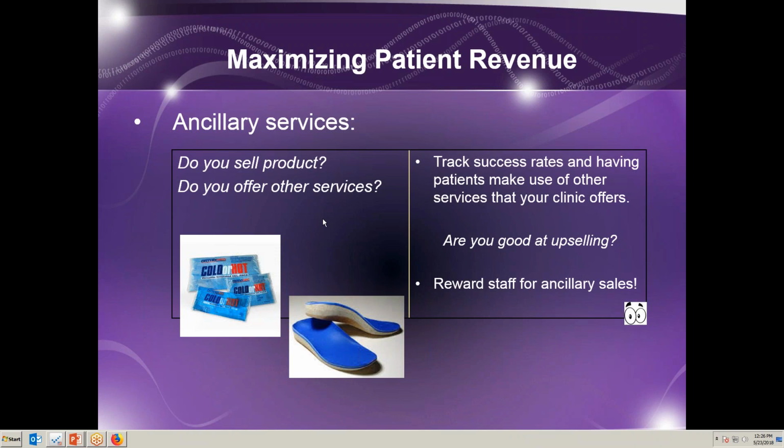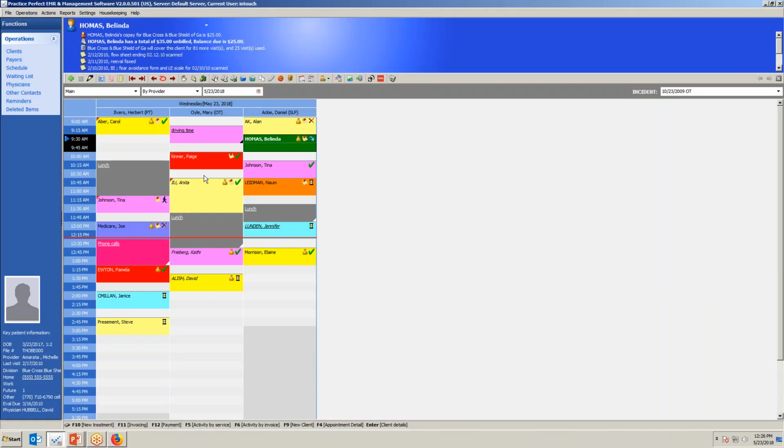Ancillary services. A lot of clinics, not every clinic, sell other products. They sell ice packs, TheraBands, orthotics, that sort of thing. You can track this. A lot of clinics produce some kind of commission or incentive for clinicians to promote these services. And I just want to show you, and some of you may know this and some of you may not, we do have built into the system a way of tracking that. There are two ways to track that.